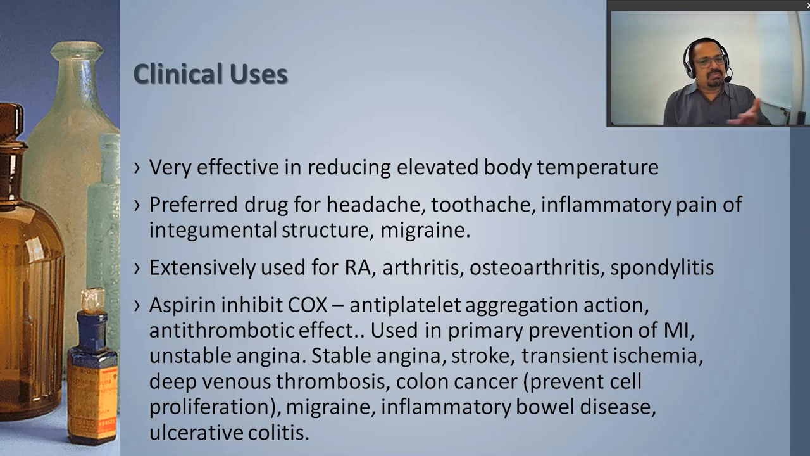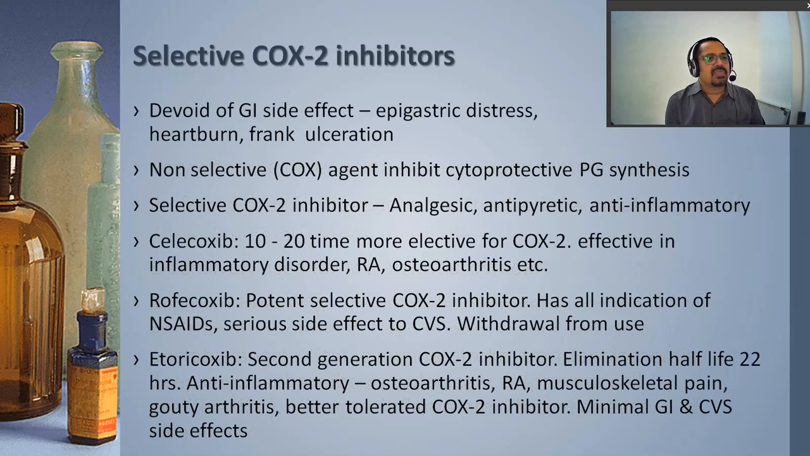So there are various disorders which are related to the cardiovascular system. In secondary conditions they are used, like here we have already mentioned prevention of myocardial infarction, unstable angina, stable angina, stroke, transient ischemia, deep venous thrombosis, colon cancer, migraine, inflammatory bowel disorder, ulcerative colitis, where this platelet aggregating factor is more important and participates in the pathological conditions. So COX inhibitors will be more clinically useful here.